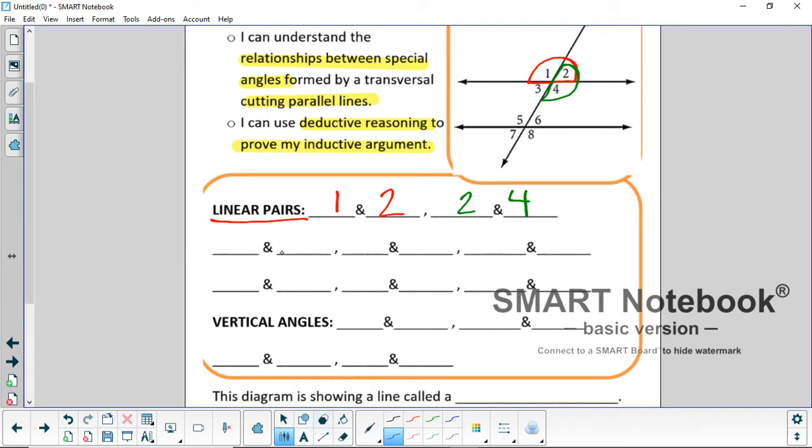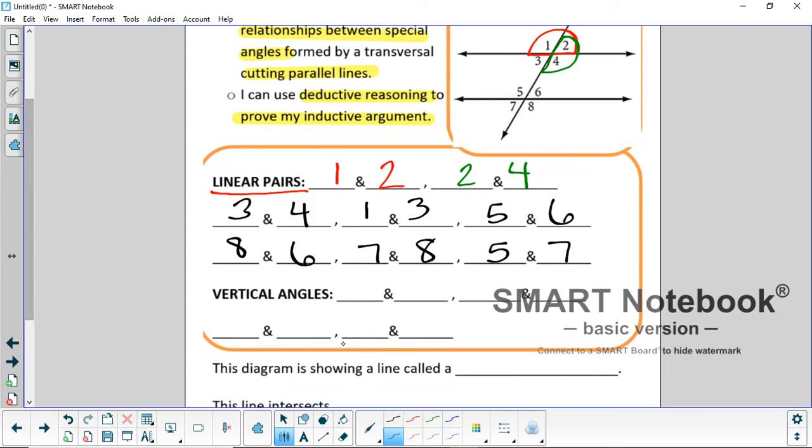All right, I'm going to fill in the rest of the linear pairs here. Now, the order that you put them in, 1 and 2 versus 2 and 1, doesn't matter. How you have them ordered in your blanks here doesn't matter as long as you have the same pairs. So another pair would be 3 and 4, 1 and 3, 5 and 6, 8 and 6, 7 and 8, 5 and 7. So those are all of our linear pairs. And remember, each pair adds up to 180 degrees.